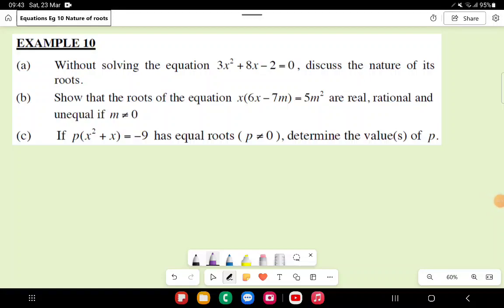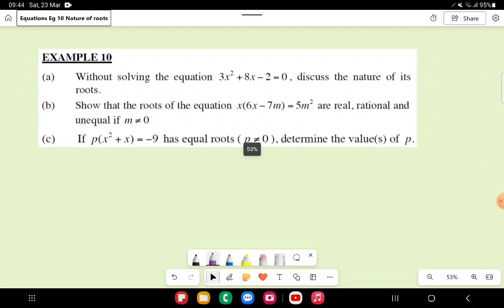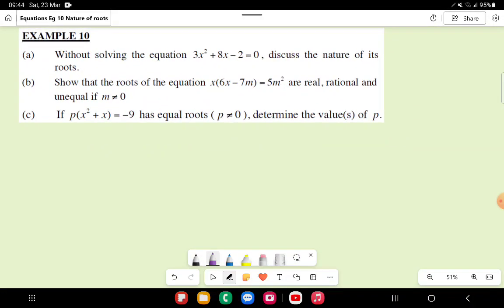Mrs. Venti here. Today we are looking at equations example 10, the nature of the roots. If you haven't watched the previous video on the explanation on the nature of the roots, go ahead and do that. But in example 10, we are going to answer these three questions. Question A says, without solving the equation, so they don't actually want to know the value of x. They just want us to discuss the nature of the roots of this quadratic equation.